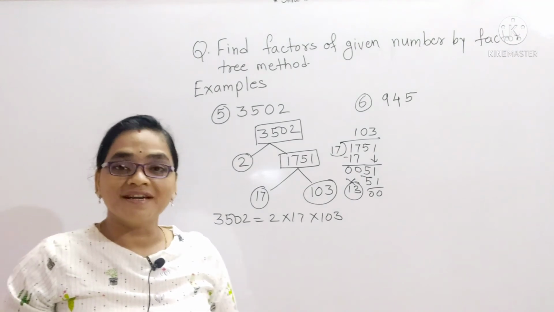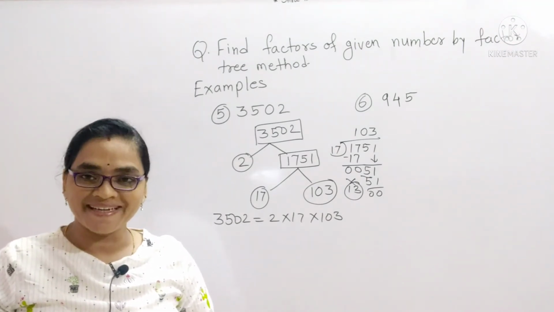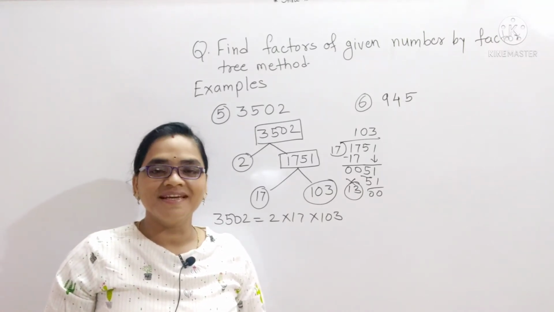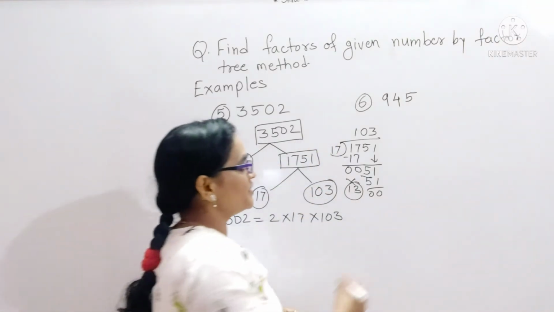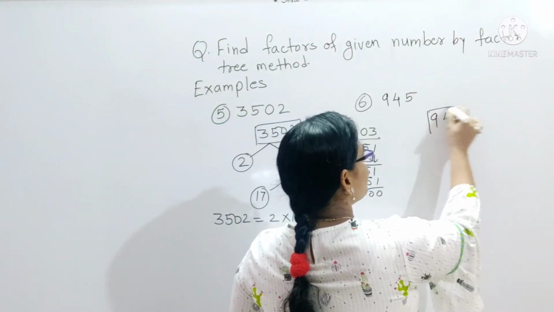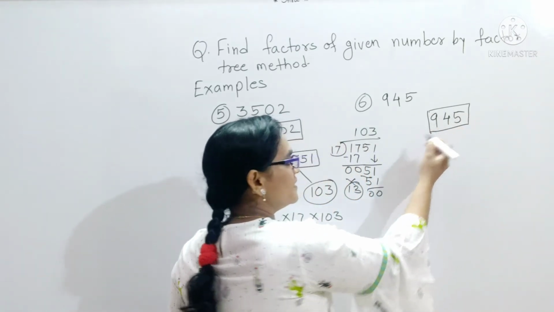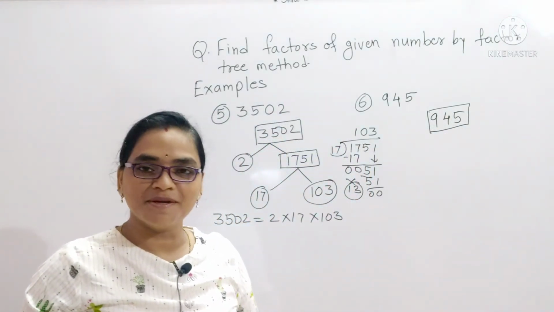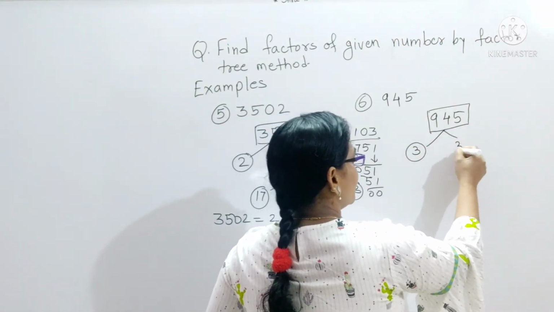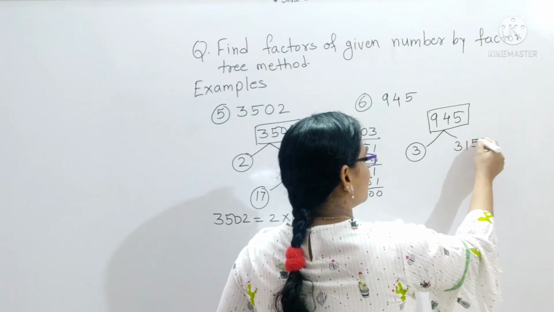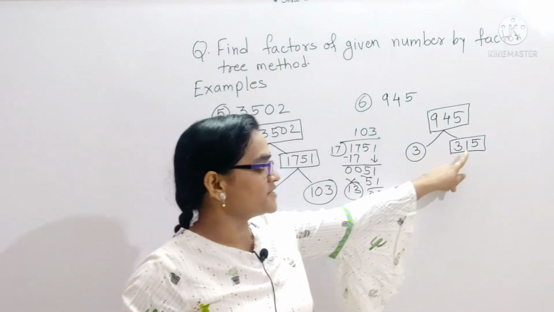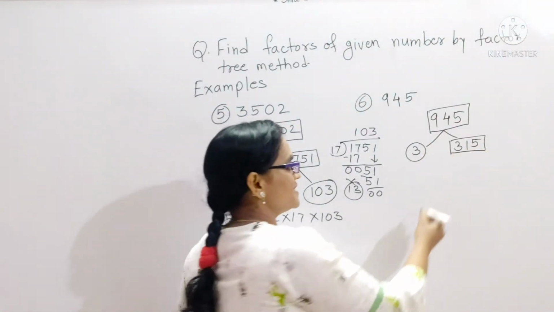Okay. For this, what is important? Practice, and you should know all the divisibility tests. Okay. Next, sixth example, 945. Ones place 5 means not divisible by 2. Then check, 9 plus 4 is 13, plus 5 is 18, means this is divisible by 3. 3 3s are 9, 3 1s are 3, 1 remains, 3 5s are 15. 315 is divisible by 3, since 3 plus 1 is 4, plus 5 is 9, means again it is divisible by 3.